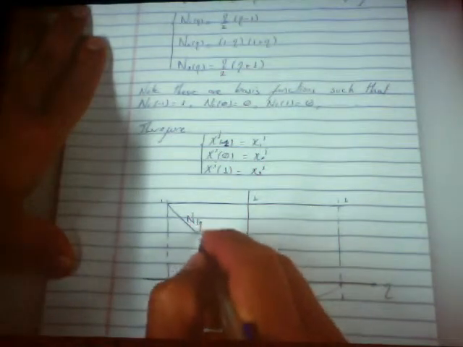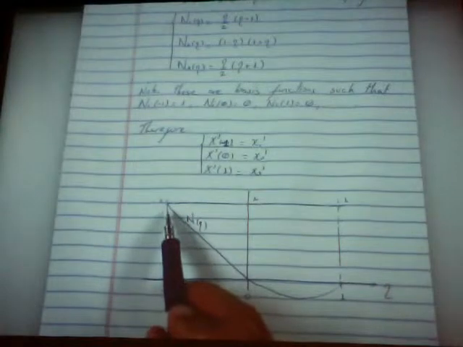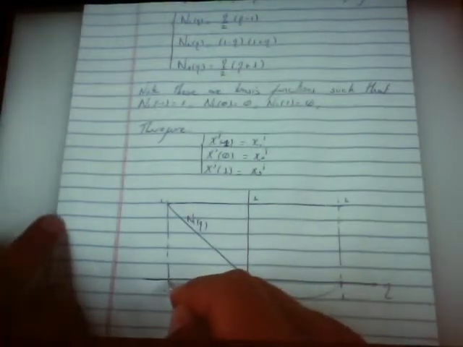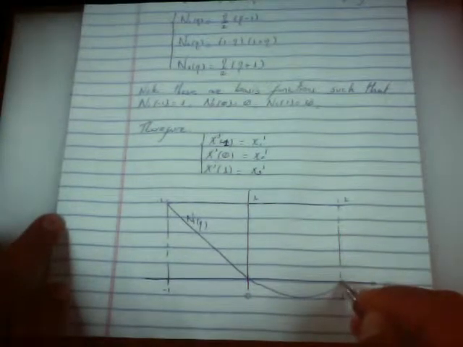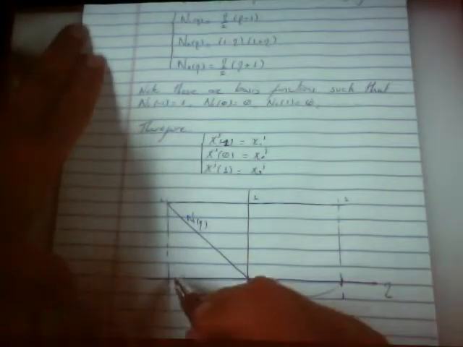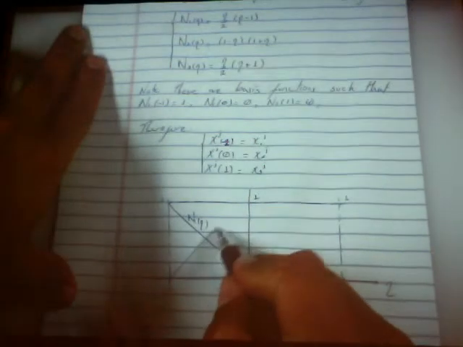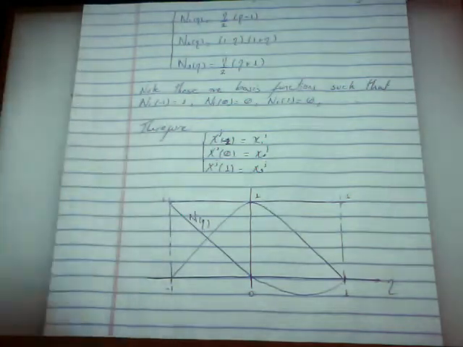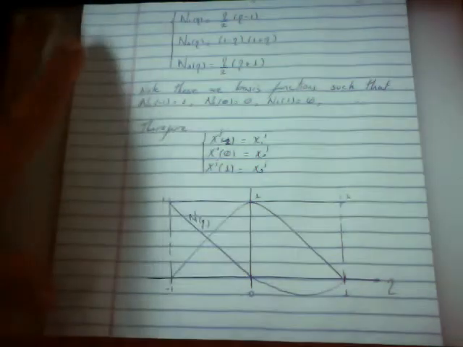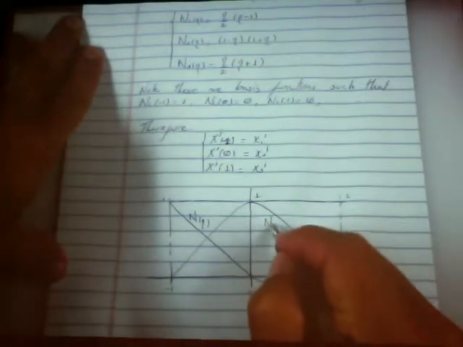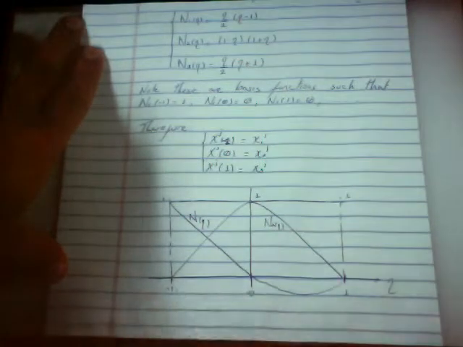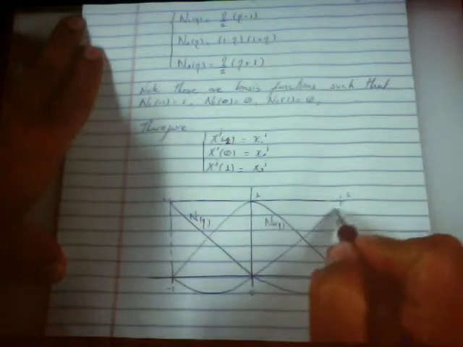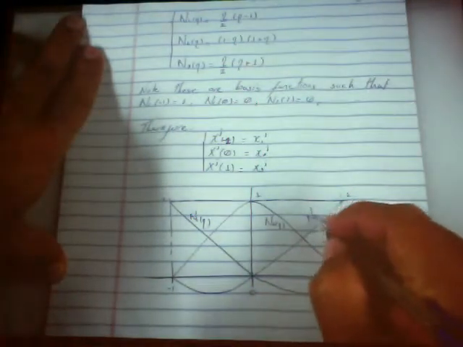N1 of eta, as you can see, is 1 when evaluated at its own node. So this is the first geometric node, second geometric node, third geometric node. The other one goes like this. Well, that's supposed to be a parabola. It's not supposed to be that square looking on the top. So this will be N2 of eta, and the other one is N3 of eta.